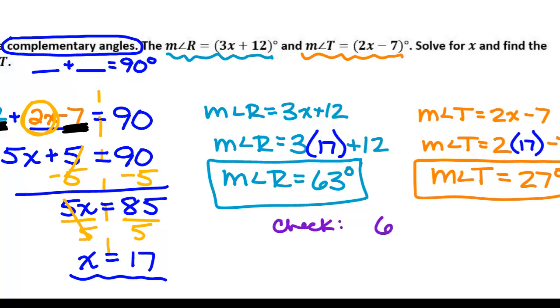63 degrees plus 27 degrees. 3 and 7 makes 10. Carry the 1, bring down the 0. That is 90, so we're good.